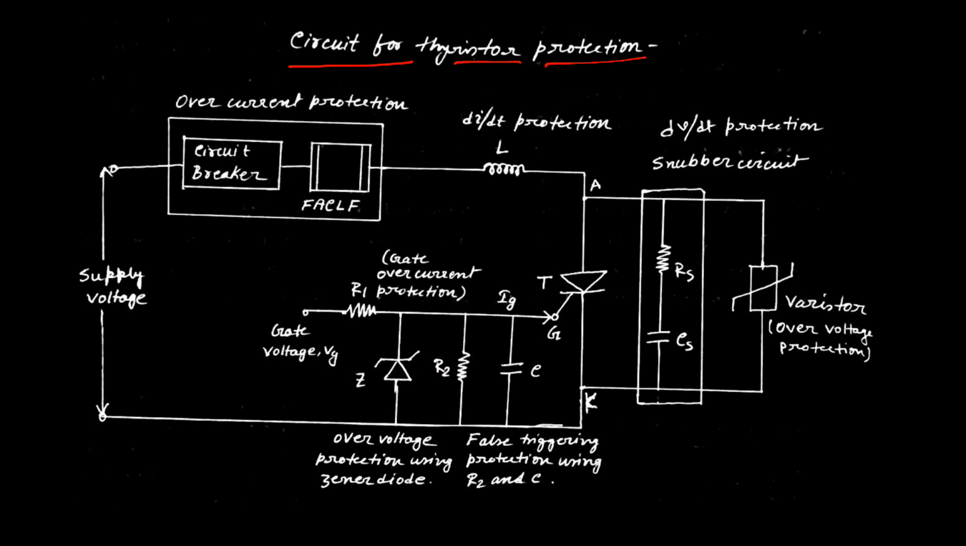So this is the overall protection circuit of the thyristor. That means when we are using this kind of power switch for any power electronic application or any circuit for designing a converter, this kind of protection circuit must be given to protect a single switch or single SCR.